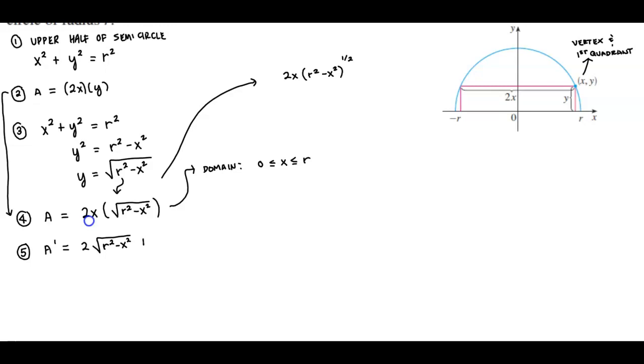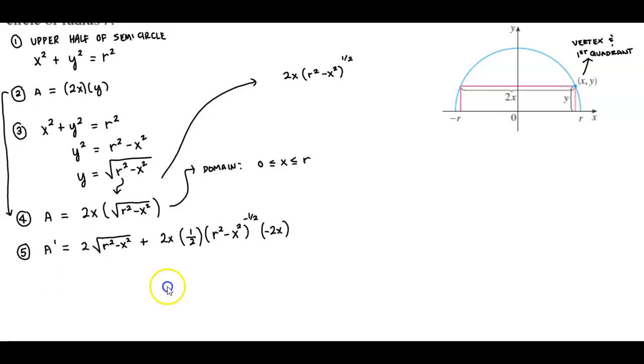So that means it's going to be plus 2x times 1/2 times r squared minus x squared to the negative 1/2 times the derivative of what we have inside. Well, the derivative of r squared is going to be 0, since that is a constant, and the derivative of negative x squared is going to be negative 2x.